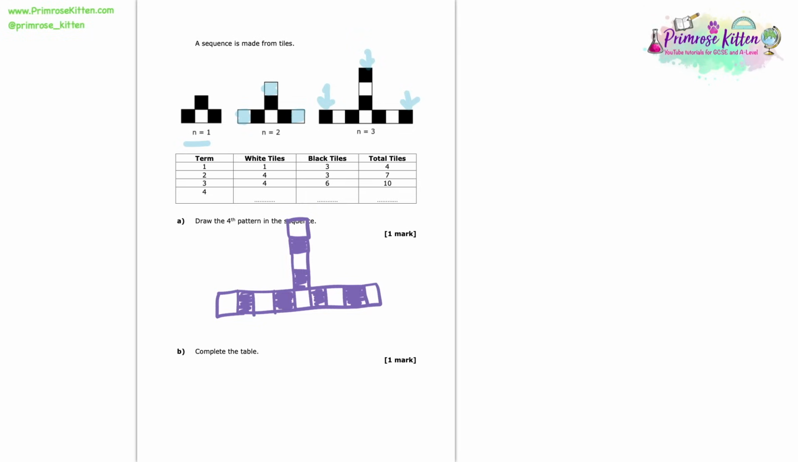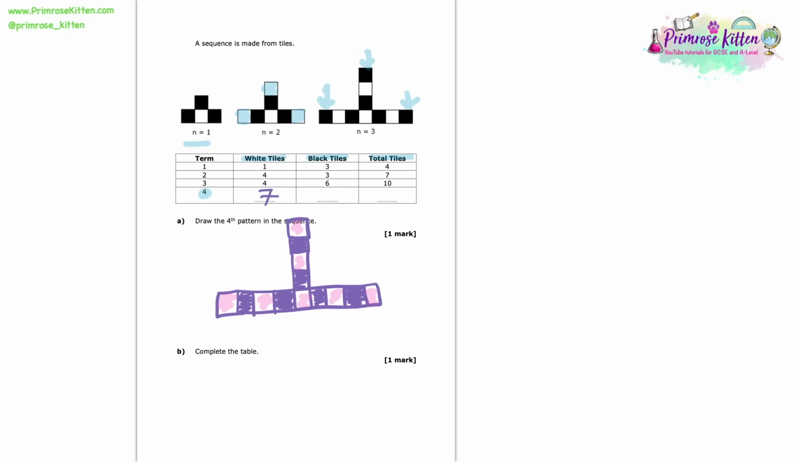So for B now, we're asked to complete the table, which means that we need to complete the number of white tiles, black tiles and total tiles in the 4th pattern of this sequence. So I can see, looking at the little diagram that we drew, that in terms of white tiles, we have 1, 2, 3, 4, 5, 6, 7. So I'm going to fill in the white tiles with 7.